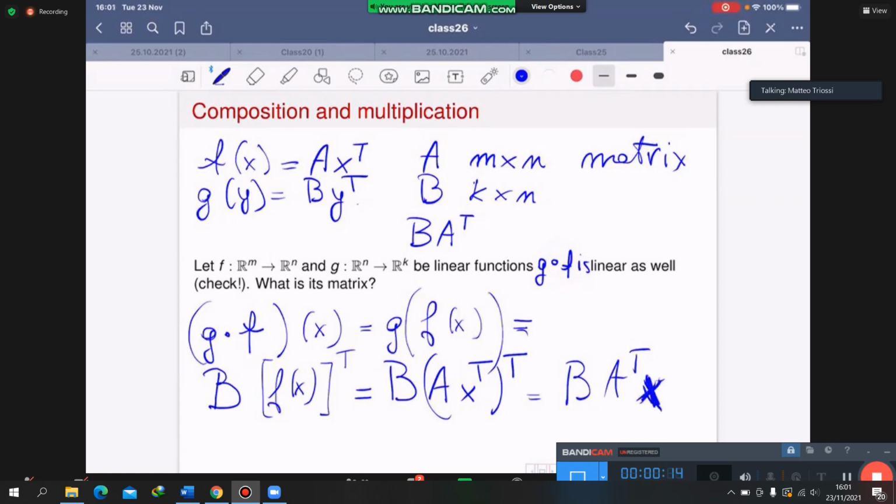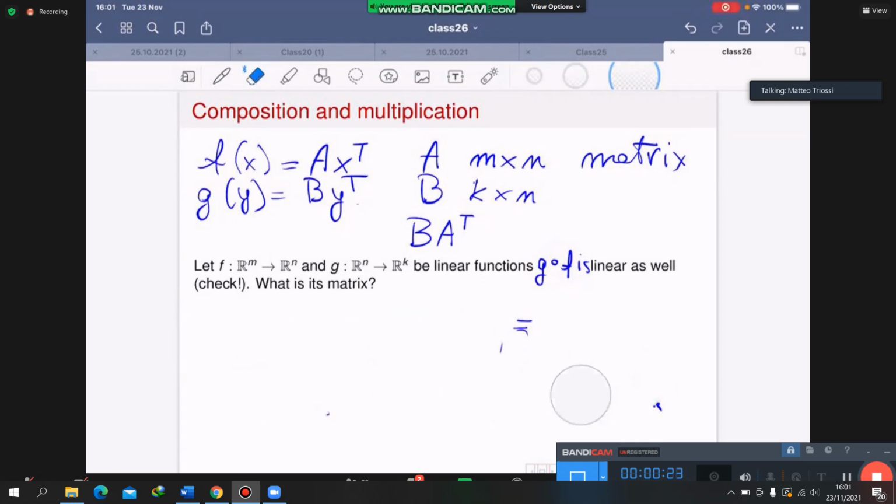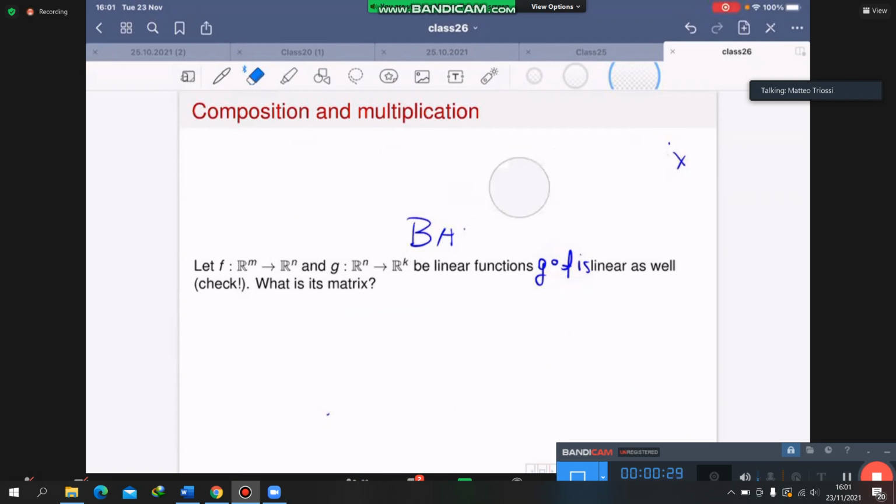But don't be too concerned. The only thing that you have to remember here, I'm gonna delete it. The only thing that you have to remember is that multiplication of matrices at this point corresponds to composition of functions. And stop here. We're not developing the theory of linear functions in detail.